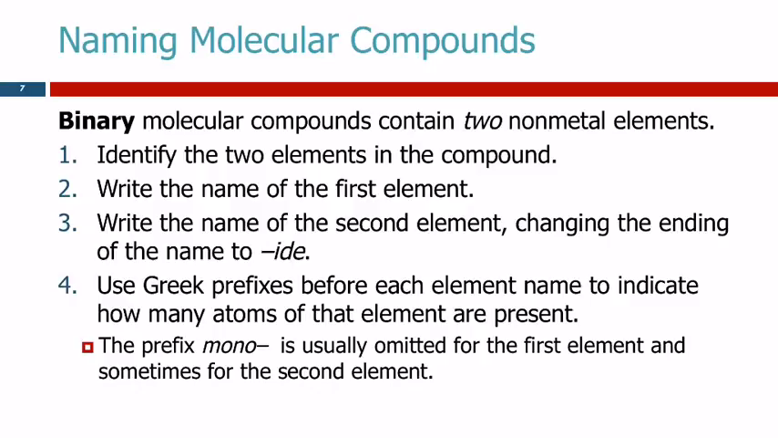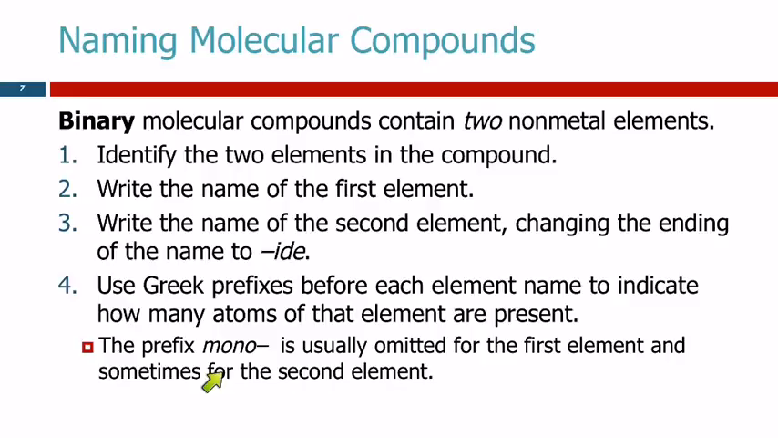And then to indicate how many of each atom there are, we're going to use Greek prefixes. There's a set of Greek prefixes that indicate numbers. So the prefixes go before, right? That's what pre means. The Greek prefix goes before the element name to indicate how many atoms of that element there are.